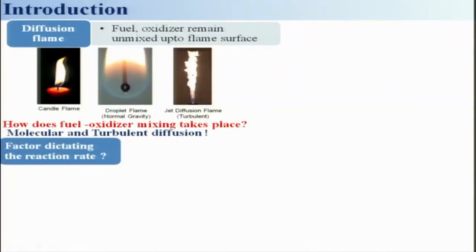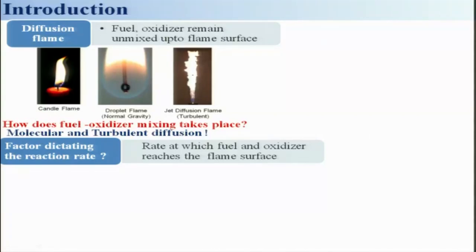And the factor dictating the reaction rate is basically the rate at which the fuel and oxidizer reach the flame surface. That means the reaction is very fast as compared to the diffusion process or the mixing process. As a result, this kind of combustion is known as diffusion controlled. That means diffusion flames are diffusion controlled, whereas the premix flame is kinetically controlled, that is, controlled by the reaction rate. In other words, in the diffusion flame the reaction rate is very fast as compared to the mixing time, right? So therefore, it is diffusion controlled or diffusion limited, you can say.